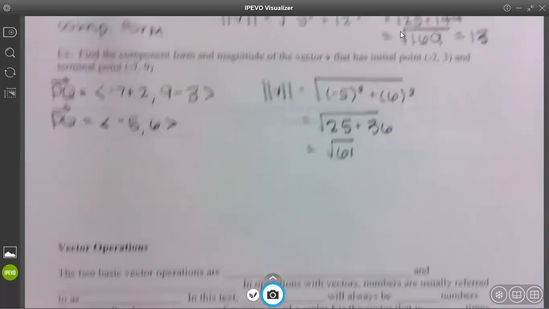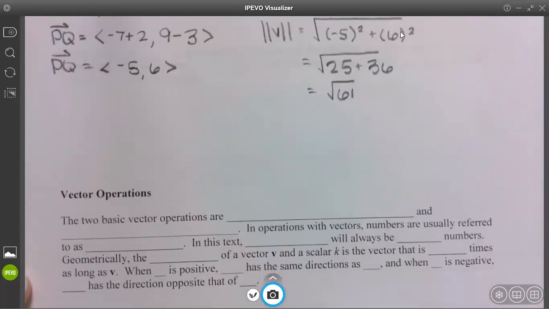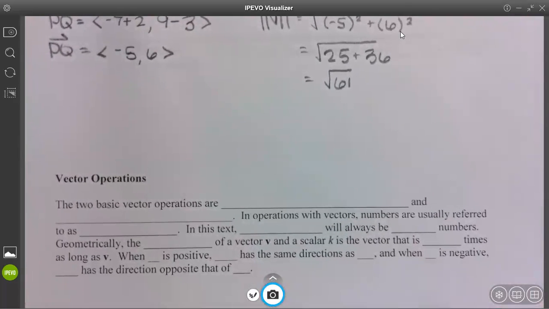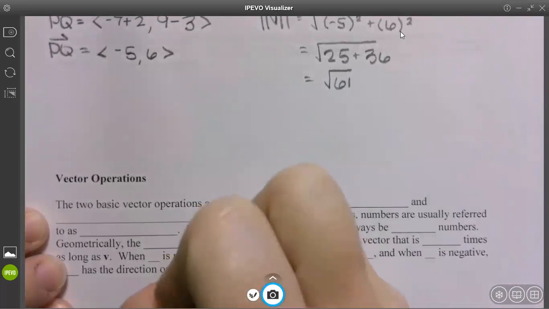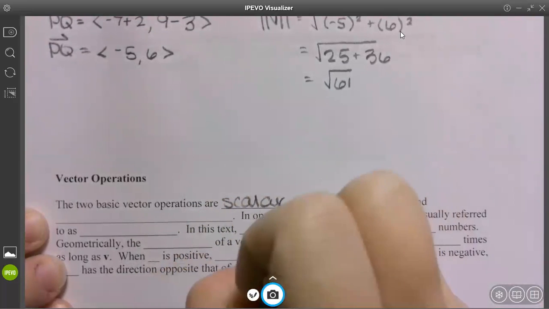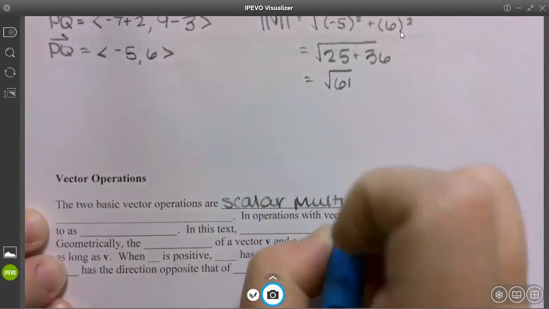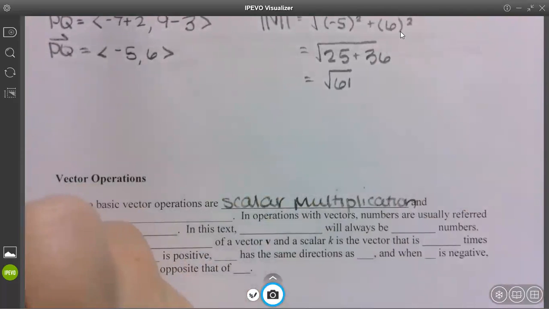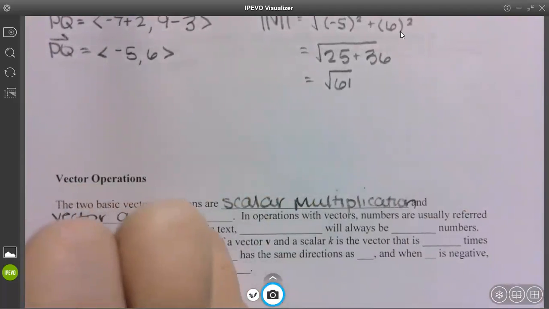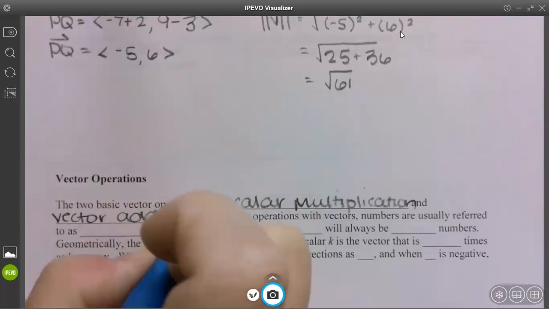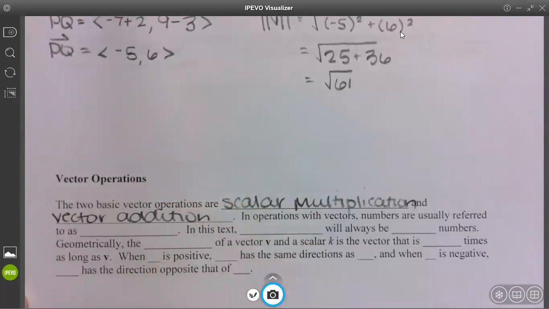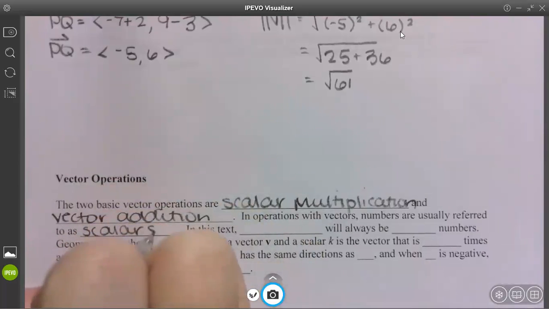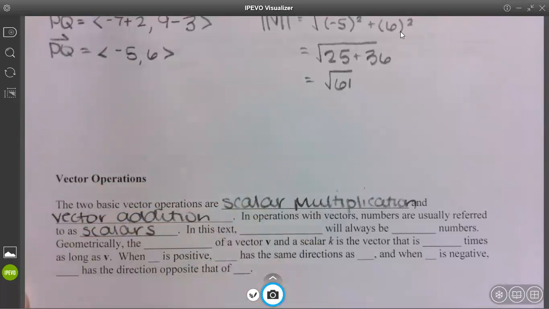All right. So remember, I told you once I write these, if you see any that I'm rewriting over and over again, that's your boldface. So there's a couple in here that are going to be bold. The two basic vector operations are scalar multiplication and vector addition. In operations with vectors, numbers are usually referred to as scalars.